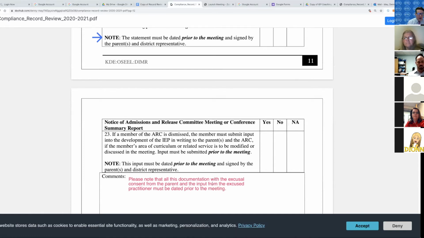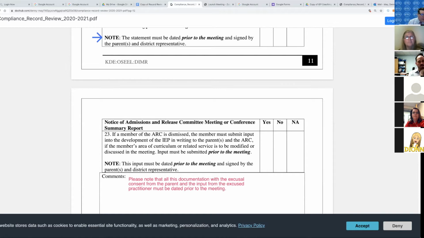And please note that all this documentation, with the excusal consent from the parent and the input from the excused practitioner, must be dated prior to the meeting. Okay. So, we have some things come up and we understand that sometimes it's just good to go ahead and reschedule that meeting.